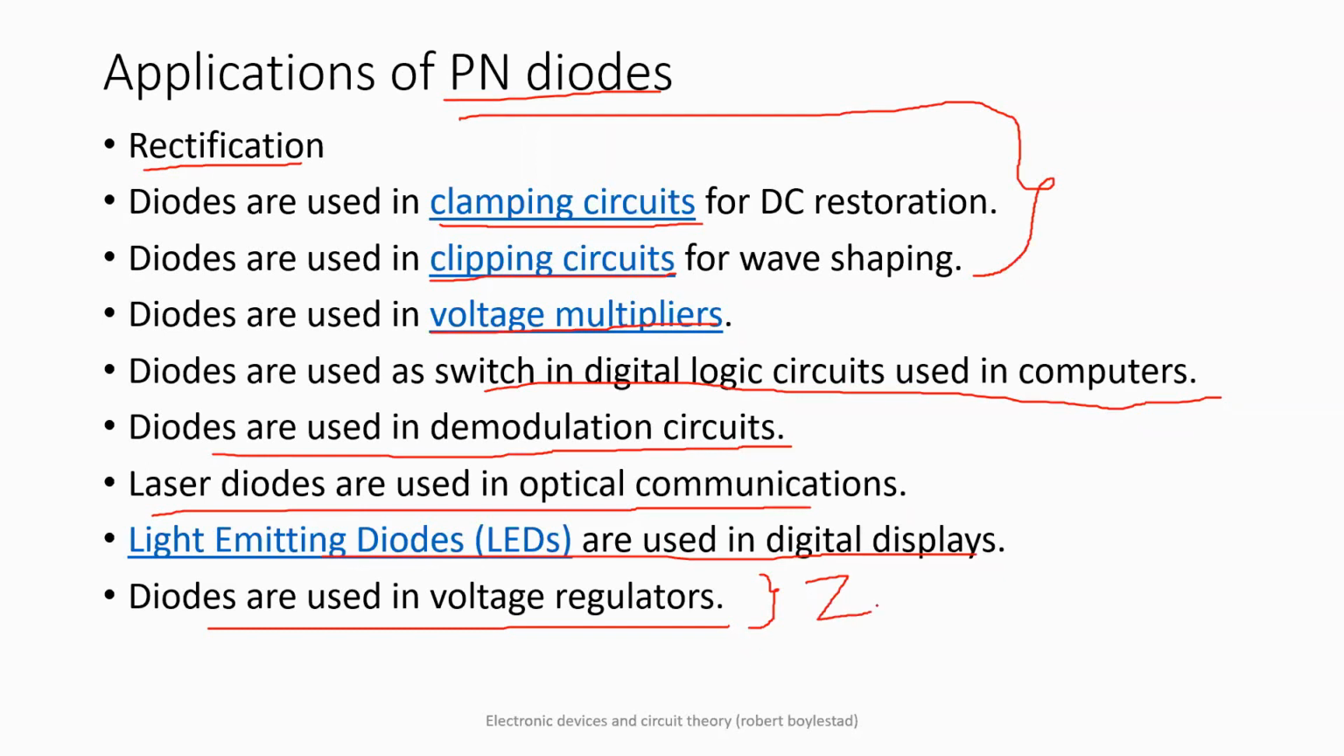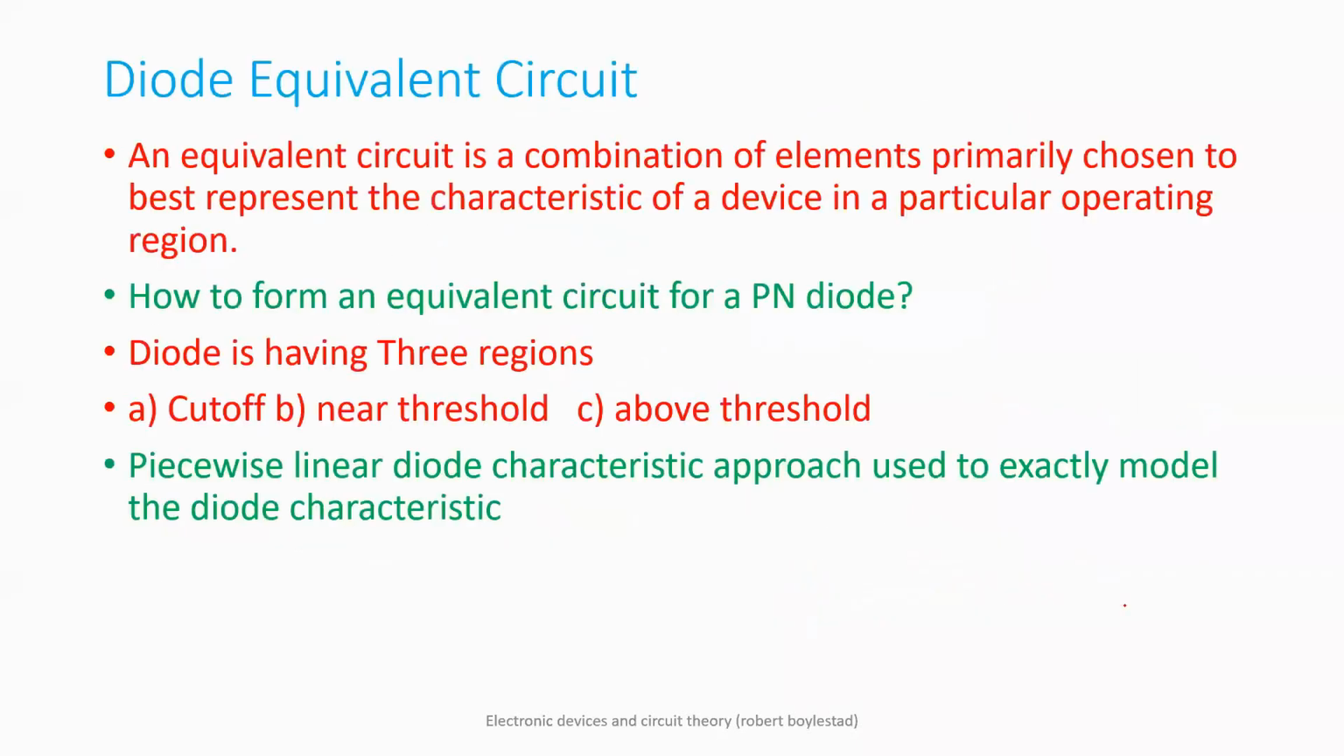The application is Zener diode, which we are going to use in this particular course. So let's start discussing the application. Before we start the application, the first thing that needs to be discussed is the diode equivalent circuit. That means how you can replace a diode with its equivalent circuit.